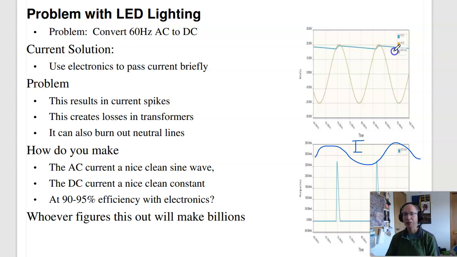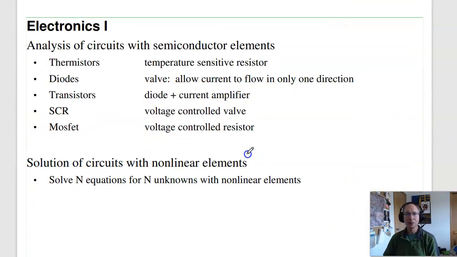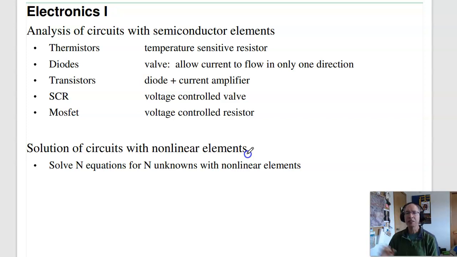That works. But with a motor generator, you're looking at maybe 40, 50% efficiency, and a lot of size, a lot of cost, a lot of bulk. You're not about to put a motor generator in every light bulb. How do I do that with electronics? Currently, we don't know how to do that. Whoever figures that out is going to be worth billions. But all that is stuff that we cover in electronics.